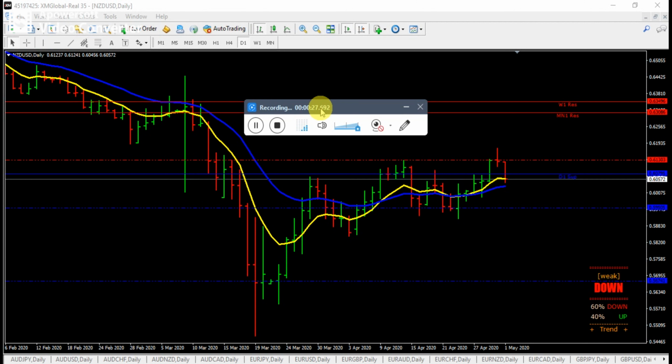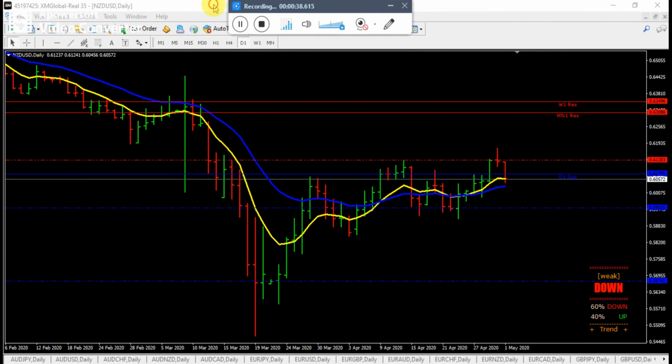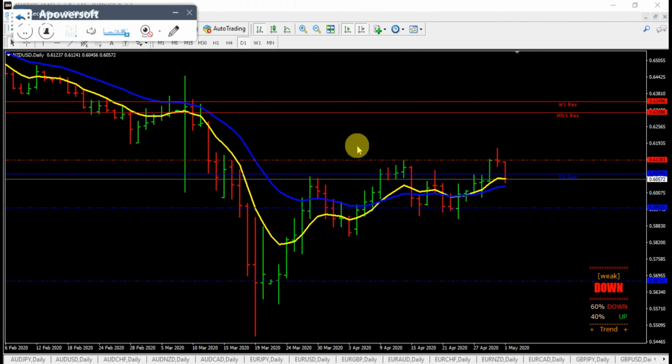So I'm gonna show you the analysis, what currency pairs I will trade and how I analyze those pairs. As you can see, there's a lot of things going on on my computer screen. The first red line is my weekly resistance line, that's the monthly resistance, and that's daily support. I'm gonna explain how those work in this video. So guys, let's start our analysis.